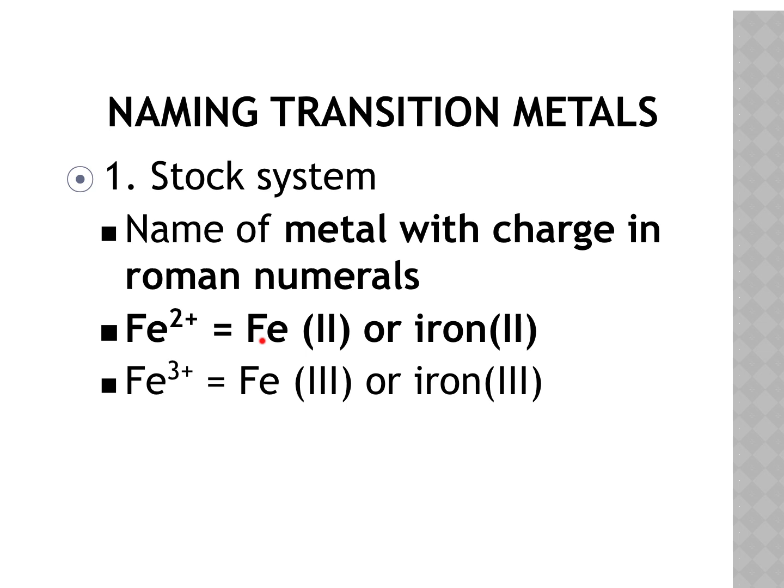You can either do the symbol or the name. So Fe is iron, and then in parentheses, Roman numeral 2. Or you can spell out the full name, iron, and then still Roman numeral 2 in parentheses. Below, iron with the 3+ could be Fe with Roman numeral 3 in parentheses, or iron with Roman numeral 3 in parentheses. The way we say this, we would just call it iron 2 or iron 3.